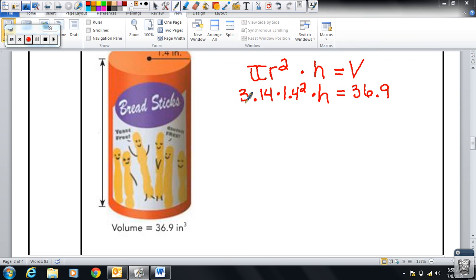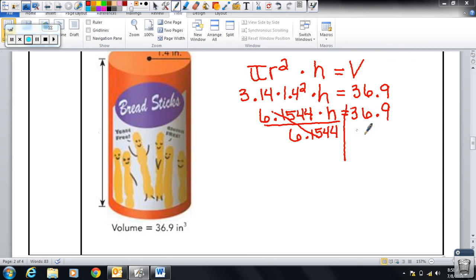This means we have an equation that we want to solve. So I need to simplify the left-hand side, so 3.14 times 1.4 squared gives me 6.1544. And we do not want to round until the very end. Times the height is equal to 36.9. Our goal is to get the variable by itself, so I need to get the h by itself. The opposite of times is to divide, so I need to divide both sides by 6.1544. On this side, they cancel out, and if I divide on that side, I have to divide on this side by the same 6.1544.